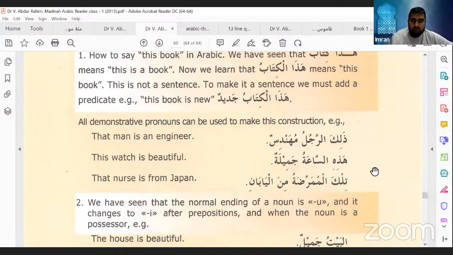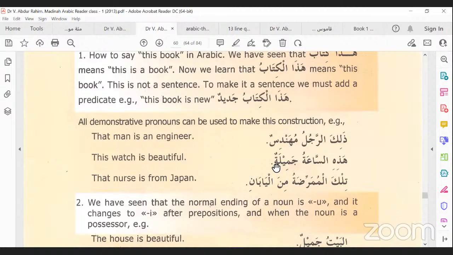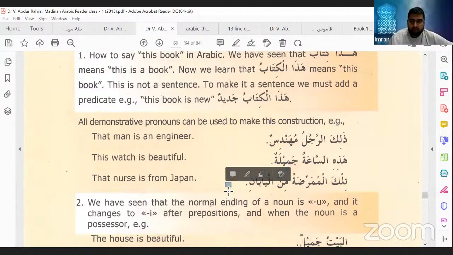You're welcome. This is a really fine point to understand: whenever after Dhalika or Hadhihi or Tilka the noun comes with alif lam, it becomes merged with the subject itself. And the second word after it, which of course comes without alif lam, becomes the khabar itself. Yes, now it's clear. Thank you so much. You're welcome. Any questions from anyone else?